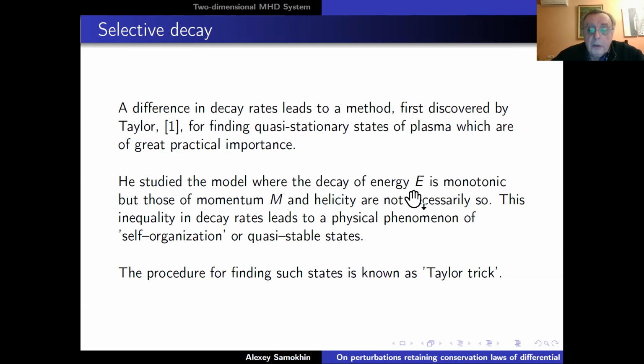Precisely when energy was monotonically declining and momentum was constant, there was an interesting state of plasma which, for short periods, was quite stable. The procedure is known as a Taylor trick.